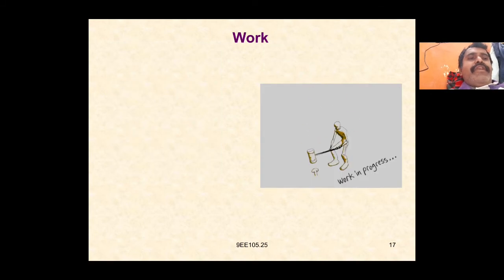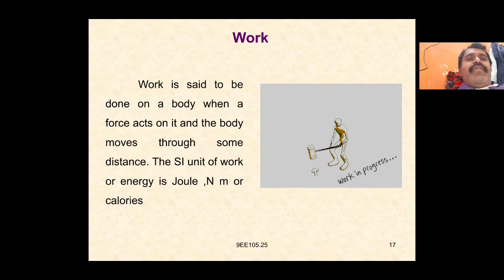Work in progress. Here we are seeing a man, and he is doing the work here. Work is said to be done on a body when a force acts on it and the body moves through some distance. The SI unit of work or energy is the joule, that is Newton meter or calories. This is mechanical work.